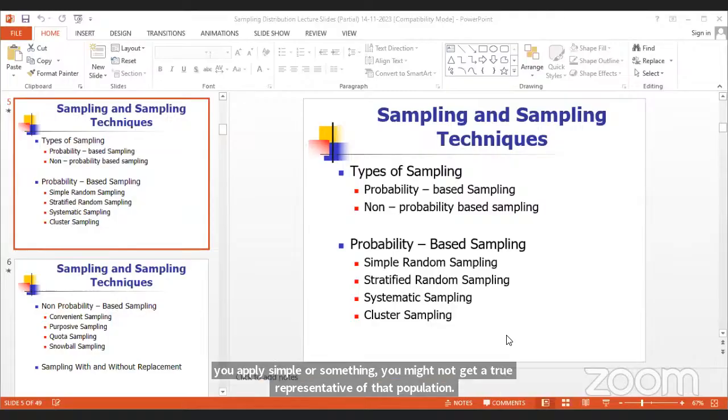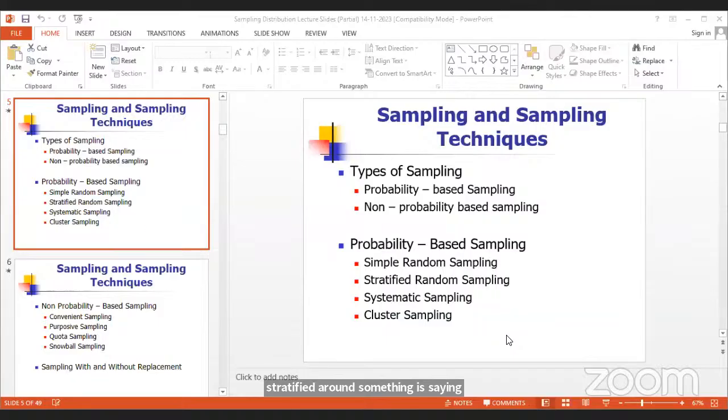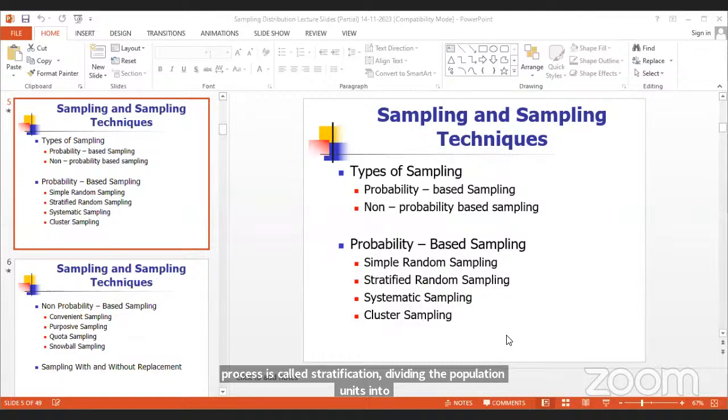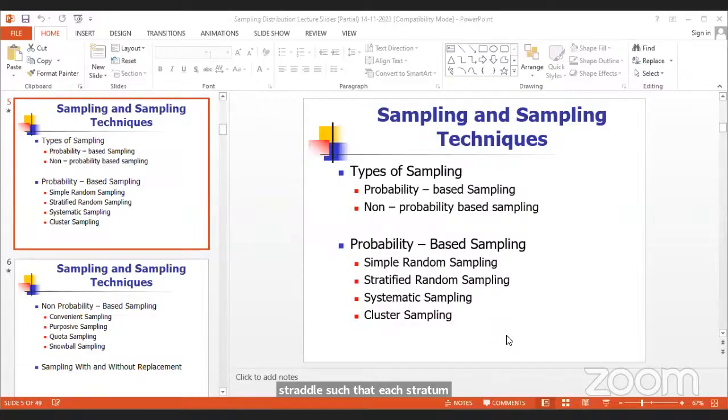Stratified random sampling is saying divide them along the differences. So I now form different groups. Each group is called a stratum. So I can have a female group, I have a male group. That process is called stratification, dividing the population units into strata, such that each stratum is made up of units that are homogeneous. Now, after dividing them, you apply simple random sampling in each of the strata.